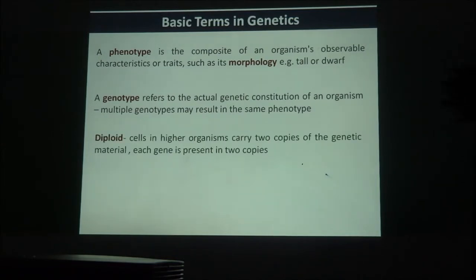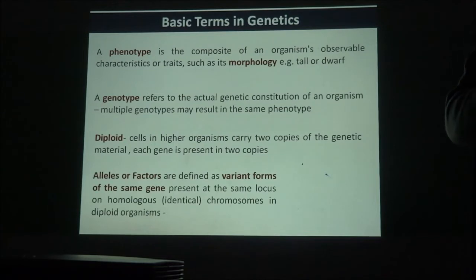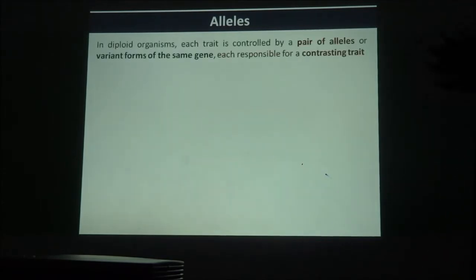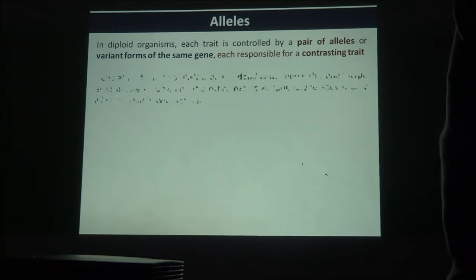Diploid, as you all know: cells in higher organisms carry 2 copies of the genetic material, and each gene is present in 2 copies. Alleles, or factors, are defined as variant forms of the same gene present at the same locus on homologous chromosomes. Each of these variant forms is responsible for a contrasting trait.